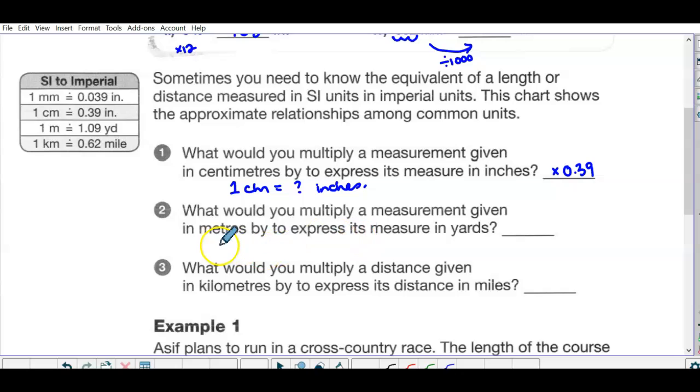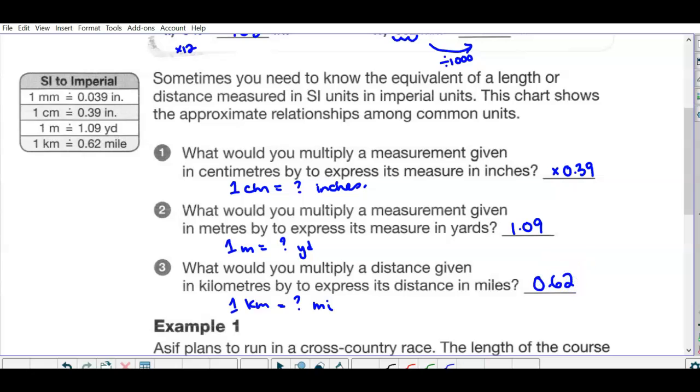Multiply a measurement given in meters, so I want to look for what 1 meter is in yards. So 1 meter is 1.09 yards. It's slightly bigger than a yard, right? So that's what I'm going to multiply by, 1.09. And then kilometers, so 1 kilometer equals how many miles? There, that would be 0.62.